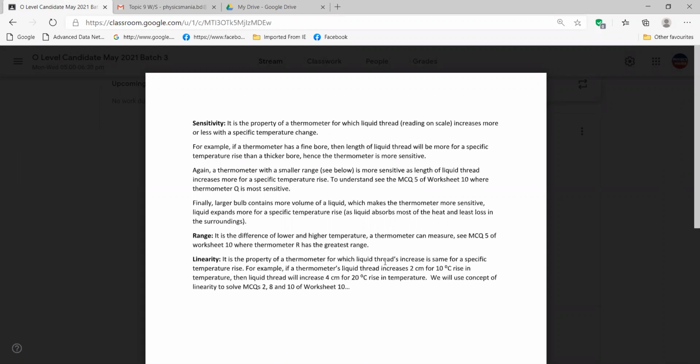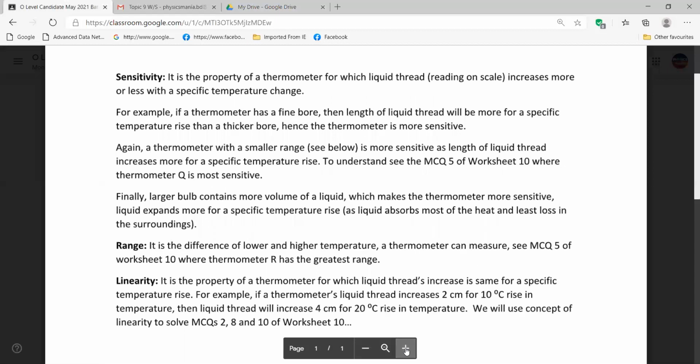I'm making it a little bit bigger so that you can see easily. Sensitivity is the property of a thermometer of which the liquid thread reading on a scale increases more or less with a specific temperature change. For example, if a thermometer has a fine bore, then the length of the liquid thread will be more for a specific temperature rise than a thicker bore, hence the thermometer is more sensitive.